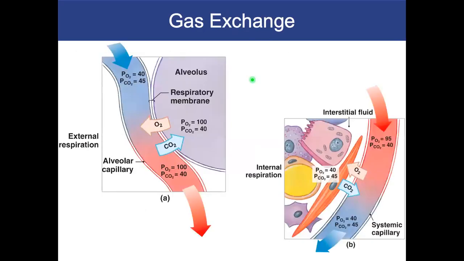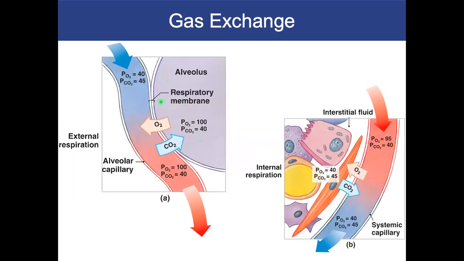Gas exchange. So let's take a second to look at this. Now, you know that here's the alveolus, and then here's a capillary, right? You know that oxygen is higher at the alveolus, and it's going to go into the capillary. And that CO2 is higher in the capillary, so it's going to get kicked out into the alveolus.